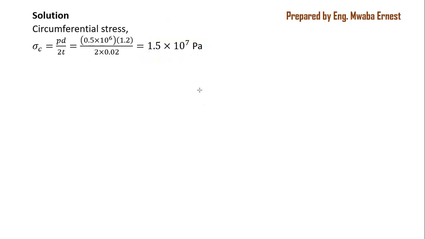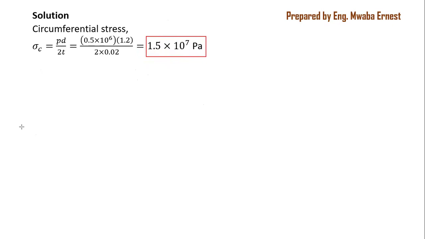1.5 by 10 power 7, 1.5 by 10 raised to power 7 pascals. It's like simply saying 15 million pascals, 15 million newtons per square meter.